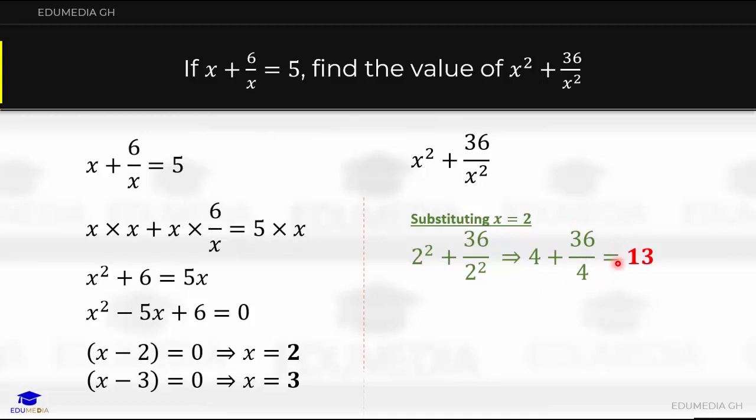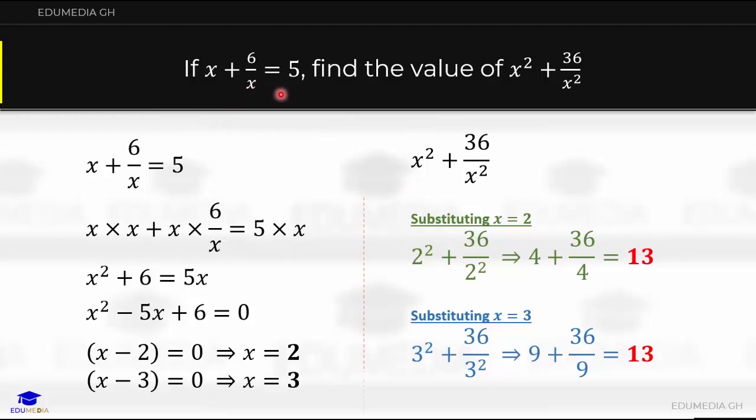Let's go ahead and substitute the next value, which is x equals 3, and see what we get. Substituting x equals 3, we have 3 squared plus 36 divided by 3 squared. And that gives us 9 plus 36 divided by 9. And the answer is also 13. Therefore, it means that if x plus 6 divided by x equals 5, then the value of x will give us x squared plus 36 divided by x squared as 13. So whether you take 2 or 3, you still get 13.